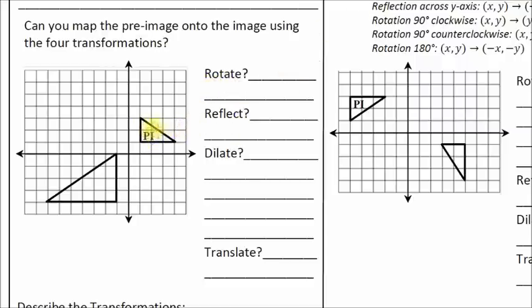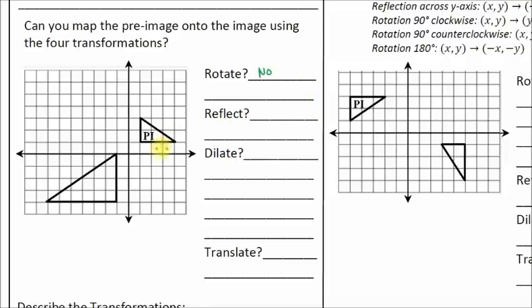First thing is, starting from our pre-image, does it appear there's a rotation? Does it look like we rotated the pre-image around to get to our image? And the answer is no. If you cut out this triangle and you rotate it around to here, you'd see that the hypotenuse would be on the bottom. So there's no rotation. So we're going to skip that one.